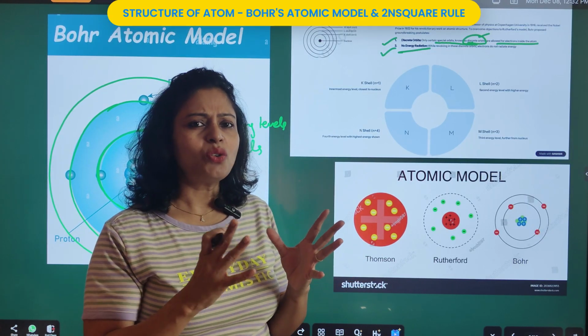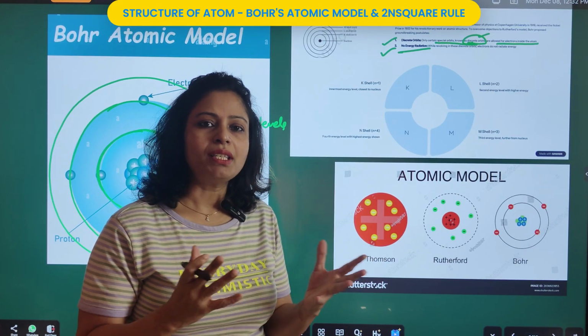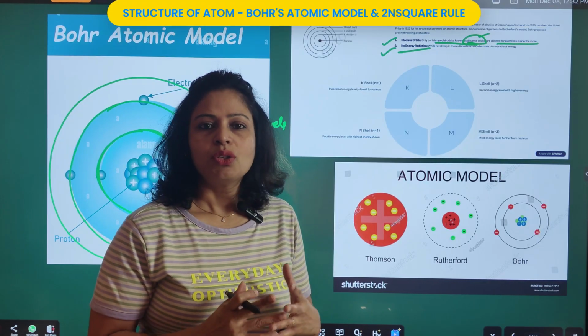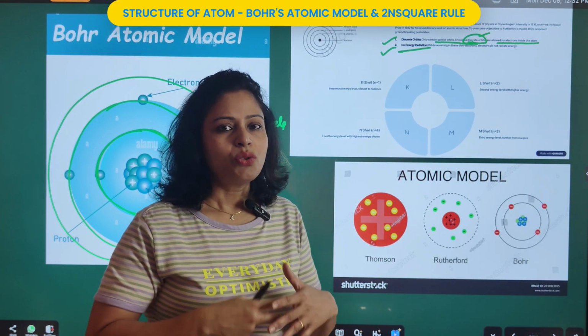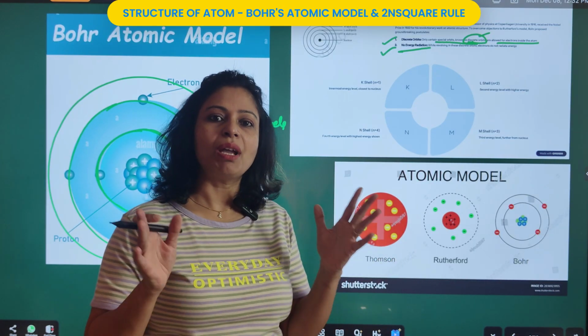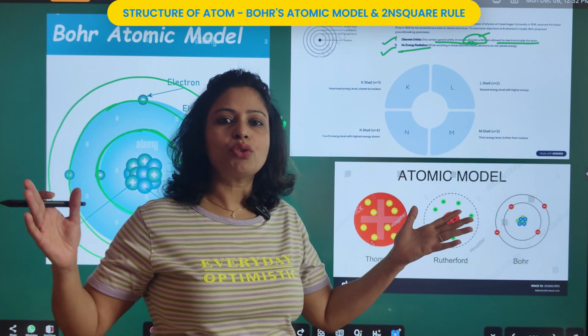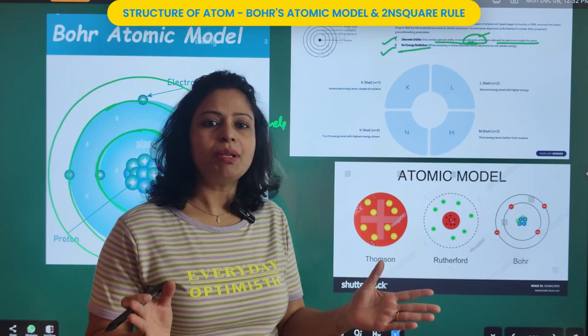That means there is no instability of the atom. The atom as such will remain stable. No electrons are radiating energy or falling onto the nucleus, so the atom as a whole is stable. That's what we need. The atom has to be stable. No one wants to be in an unstable state, right? So we need the atom also to be in a stable state.